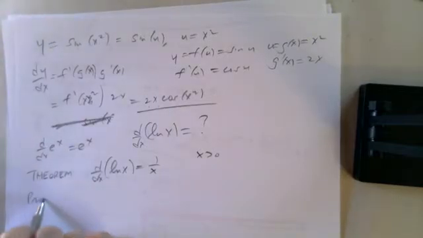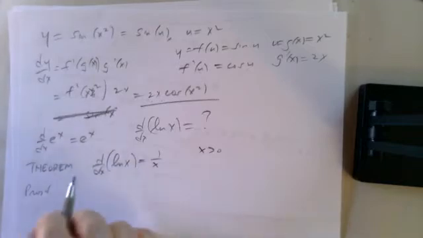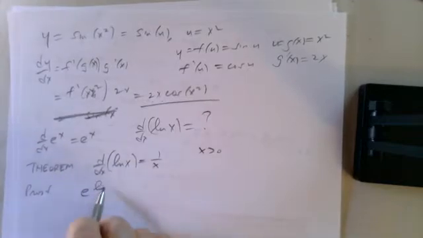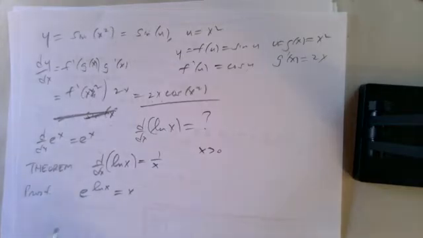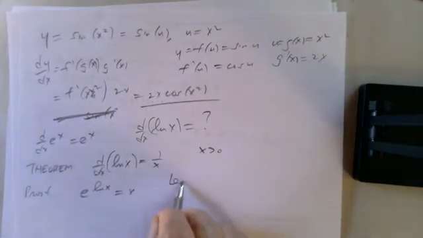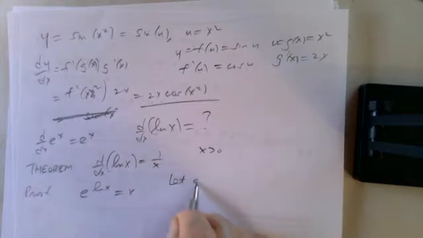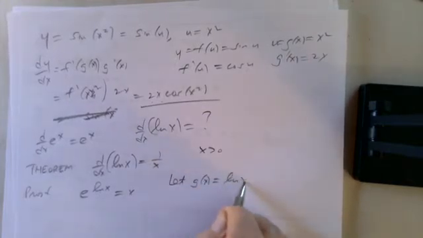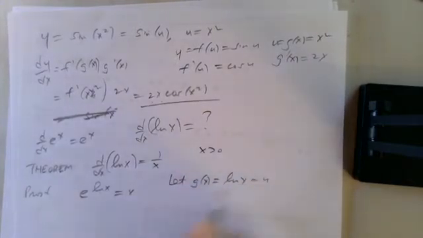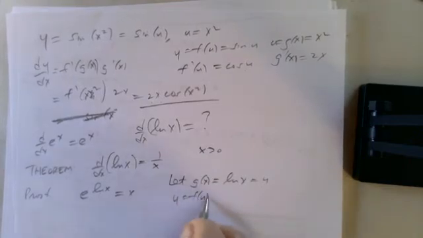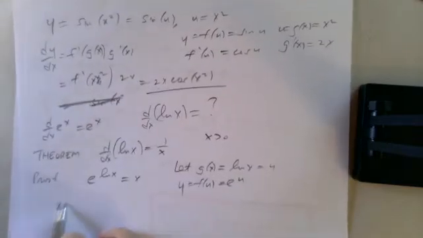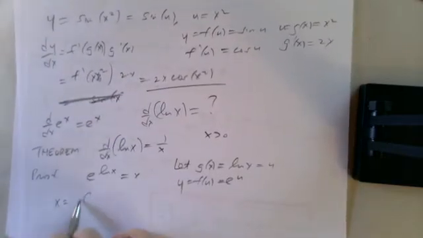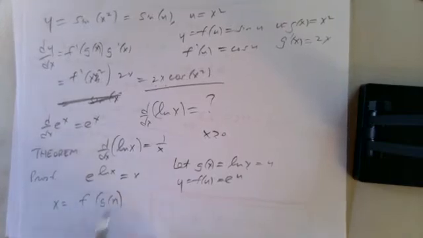So let me see if I can do this using the chain rule, because what we know is that e to the log of x is x. The exponential and the logarithm are inverses of each other. So suppose we let g of x equal log x. That's going to be some number u, and y is some function of u, which is e to the u. So x is equal to f of g of x.